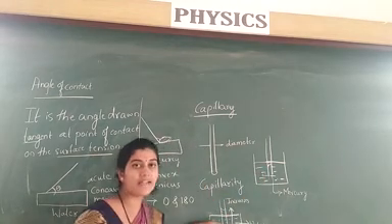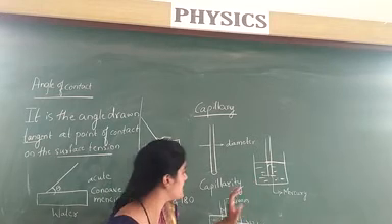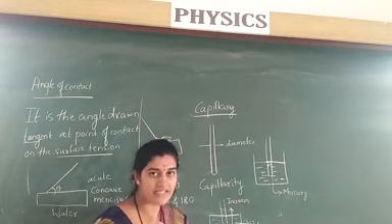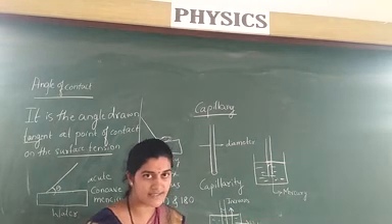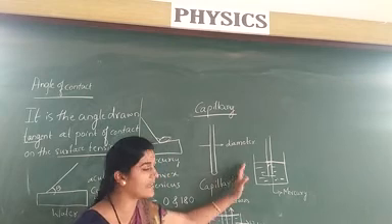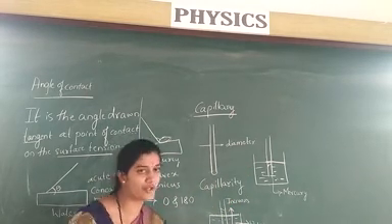Water wets the surface, but mercury does not wet the surface. That is the difference between water and mercury. In water there will be a rise of the level, but in mercury there will be a fall of the level in the capillary tube.